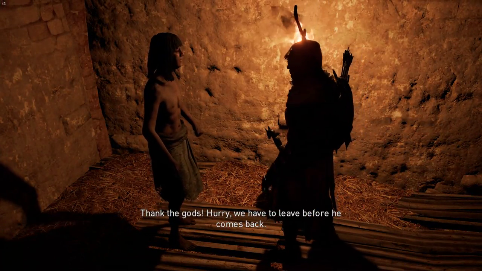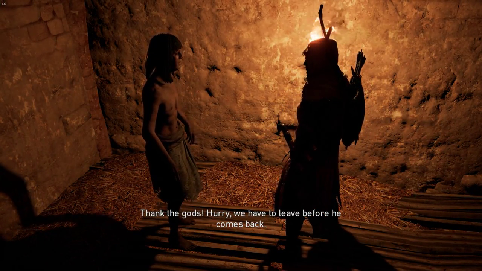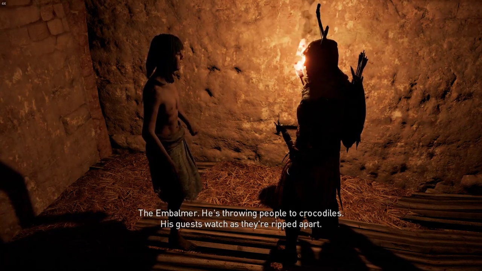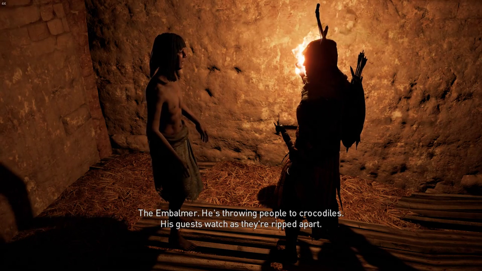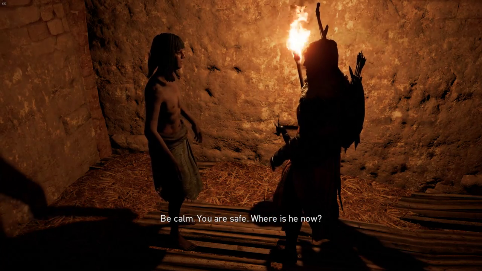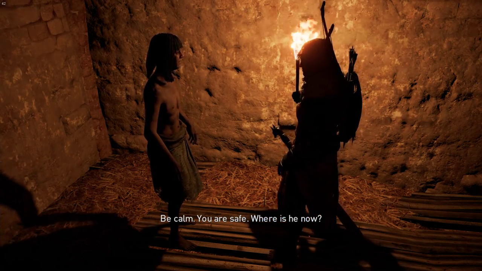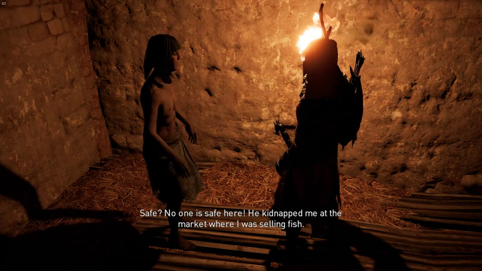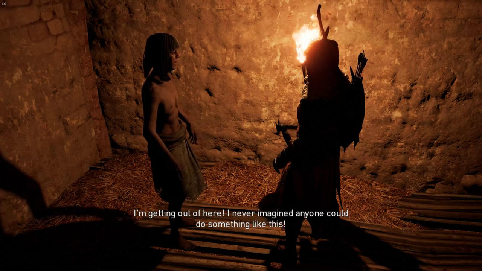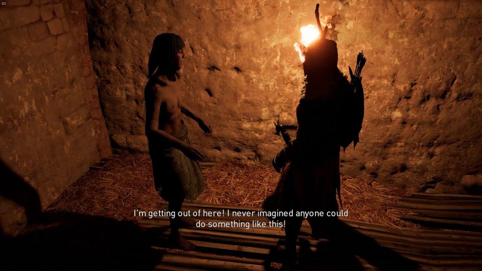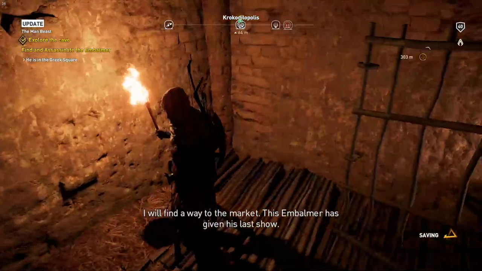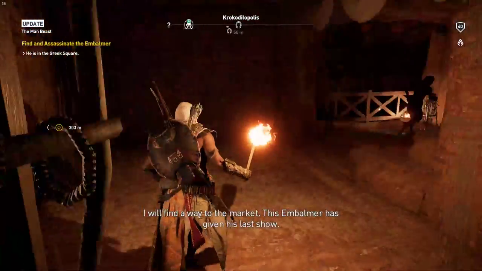Thank the gods. Hurry, we have to leave before he comes back. Who? What is happening here? The embalmer. He's throwing people to crocodiles. His guests watch as they're ripped apart. Be calm. You are safe. Where is he now? Safe? No one is safe here. He kidnapped me at the market where I was selling fish. I'm getting out of here. I never imagined anyone could do something like this. I will find a way to the market. This embalmer has given his last show.